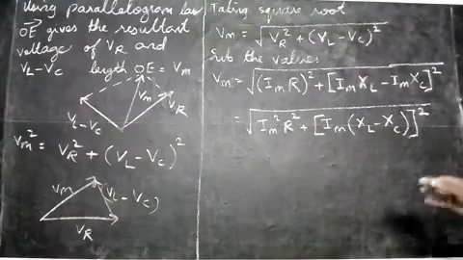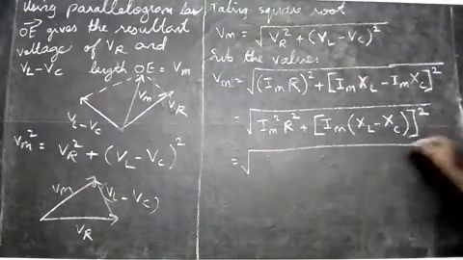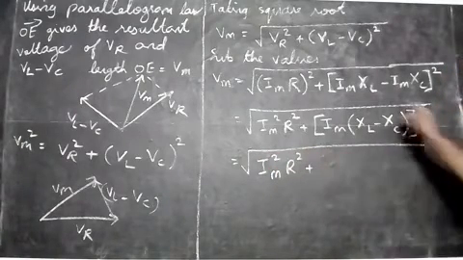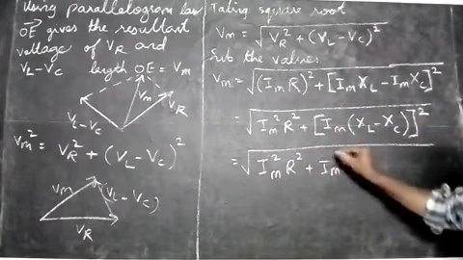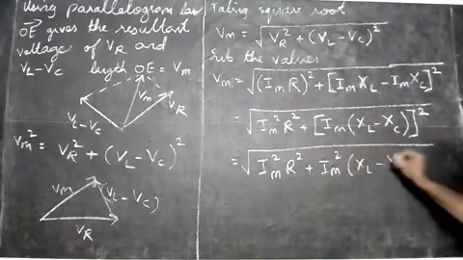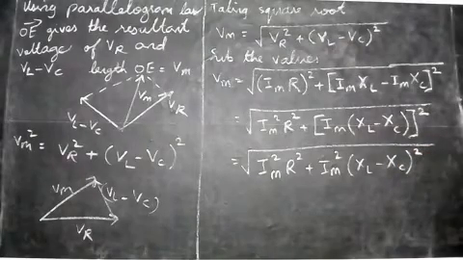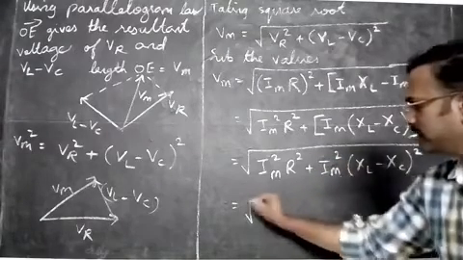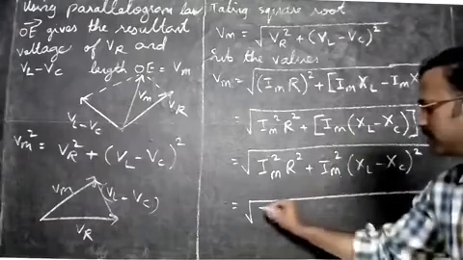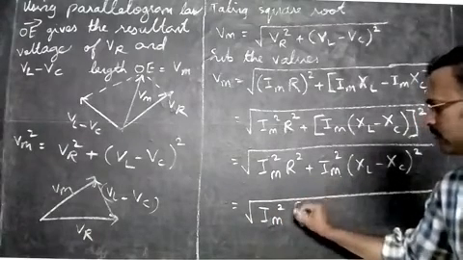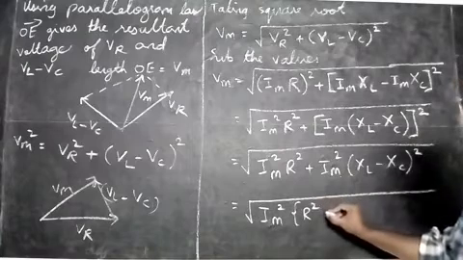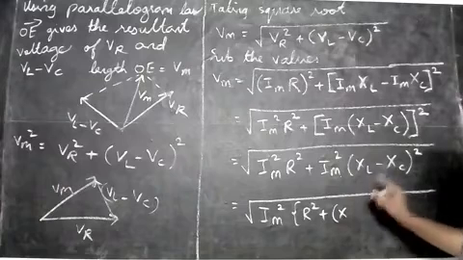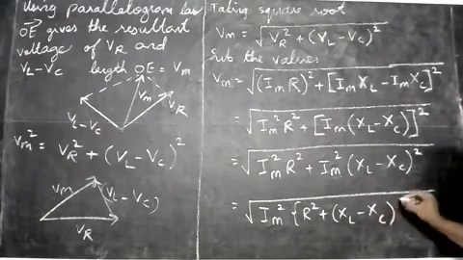Now we can easily square it. So root of Im square R square, plus, now you bring the square inside. So what do you get here? You get Im square into (XL minus XC) the whole square. Now it's simple. Again, you see what is common here. Im square is common, so take it out. To distinguish, we'll use a curly bracket here. So we get Im square into, open a curly bracket, R square plus, now Im square is gone here, so what you get is (XL minus XC) the whole square.